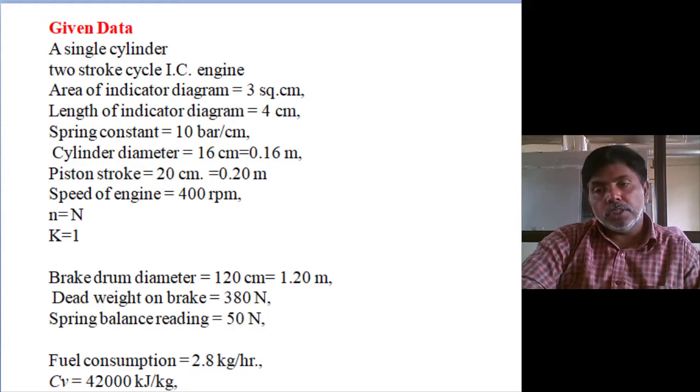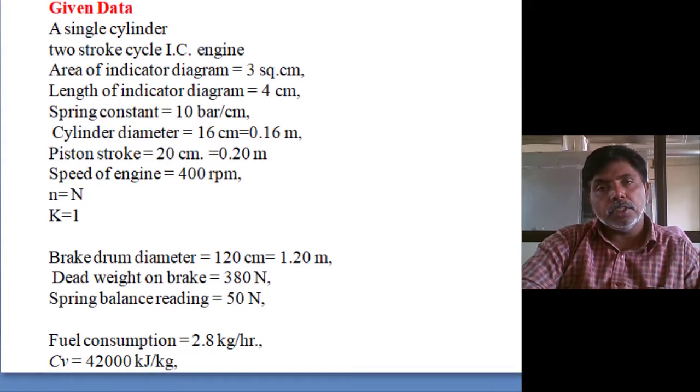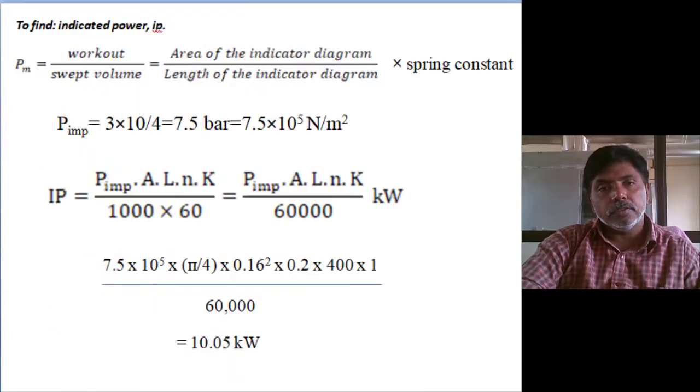So once you read the problem, first note down the given data and convert the units into SI units. And then the mean effective pressure is the area of the indicated diagram into spring constant divided by length of the indicated diagram. You get 7.5 into 10 power 5 newtons per meter square.